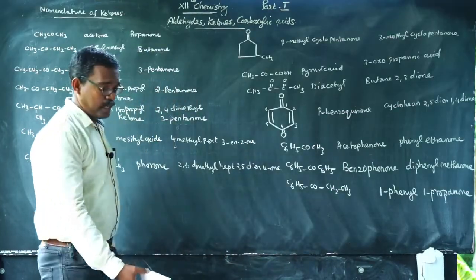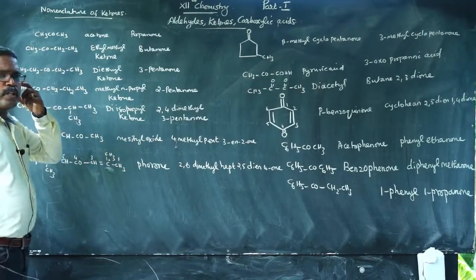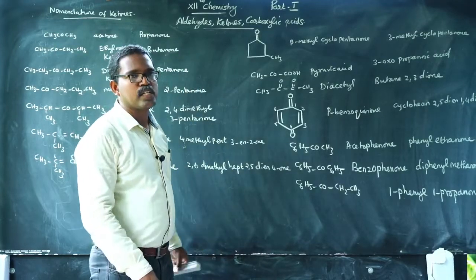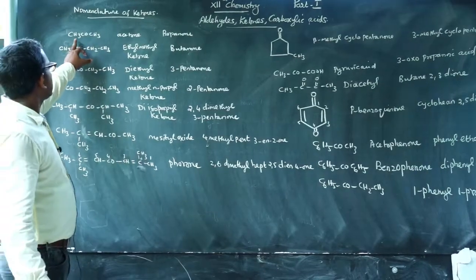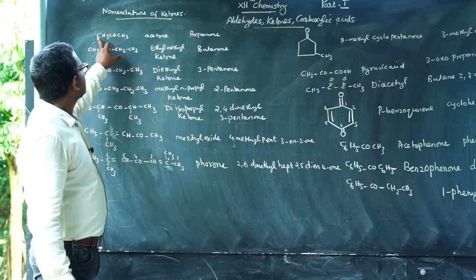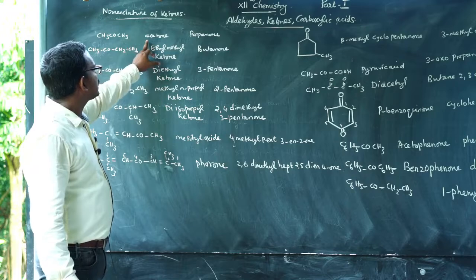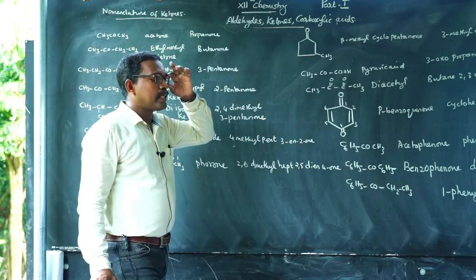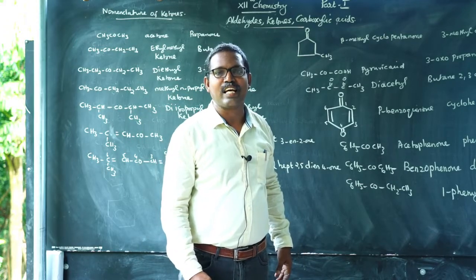IUPAC nomenclature of ketones. So we know that the general molecular formula for ketones is CnH2nO. The first simplest member is acetone, otherwise known as dimethyl ketone. The IUPAC name of the compound is propanone. From the alkane, the terminal letter E is replaced by ONE, giving alkanone.